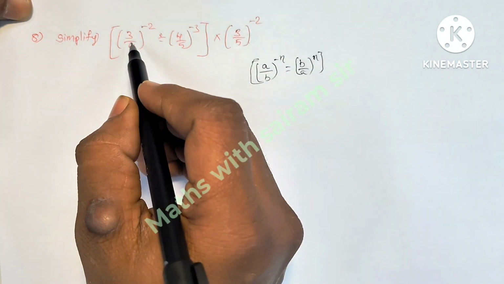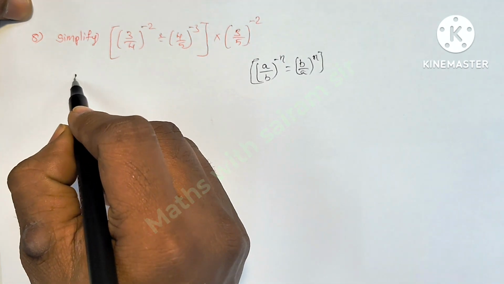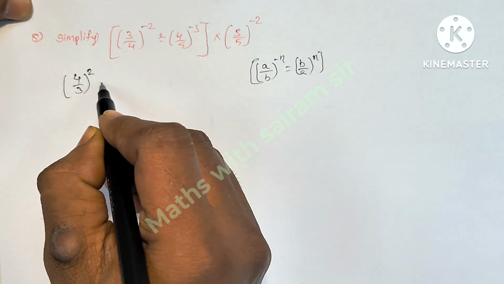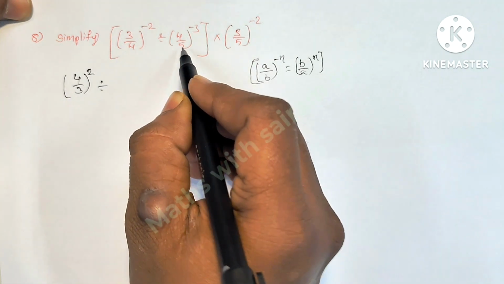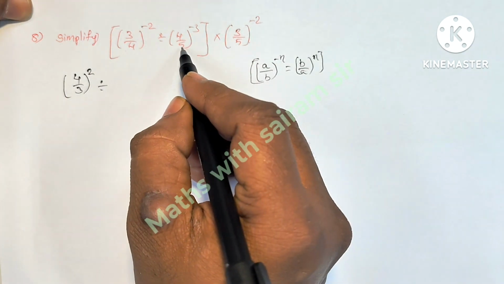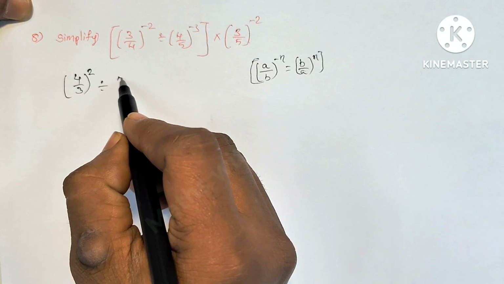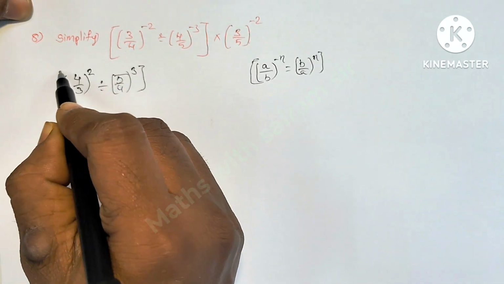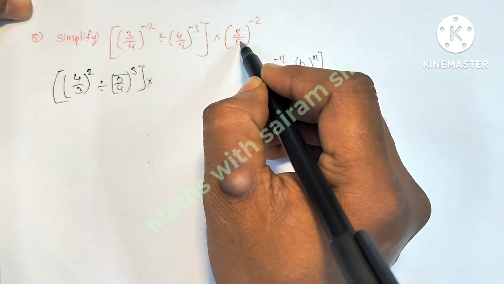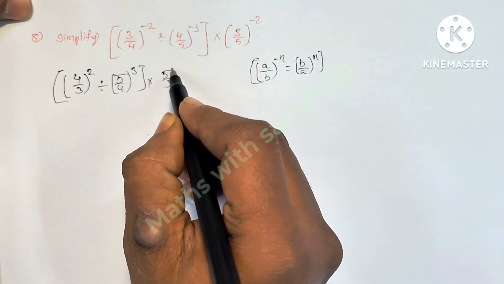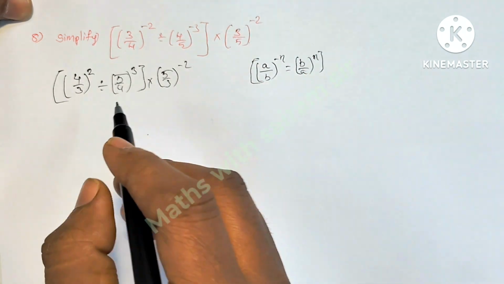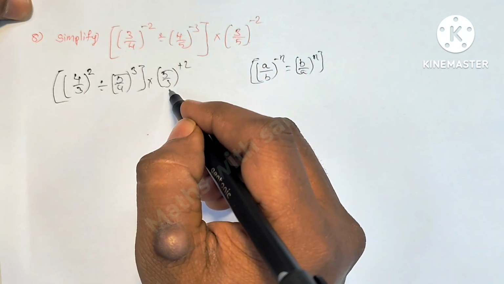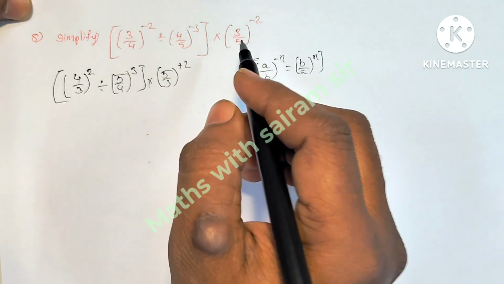So the reciprocal of 3/4 is (4/3)^2, divided by the reciprocal of 4/5, that is (5/4)^3, into (5/3)^(-2), which becomes a positive 2. Here we made the negative powers into positive powers by taking the reciprocal of the base.